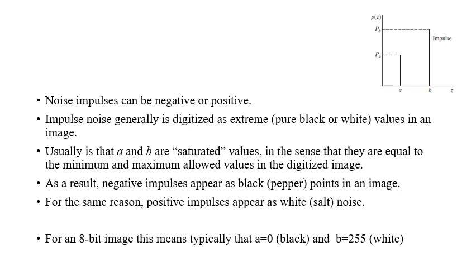That's why the impulse noise is digitized, usually taking A as black and B as 255 to make it two extremes, especially for an 8-bit image. That is why the name salt and pepper. The salt, that is when B is 255, is white, and pepper, that is A equal to 0, is black, especially for an 8-bit image representation.